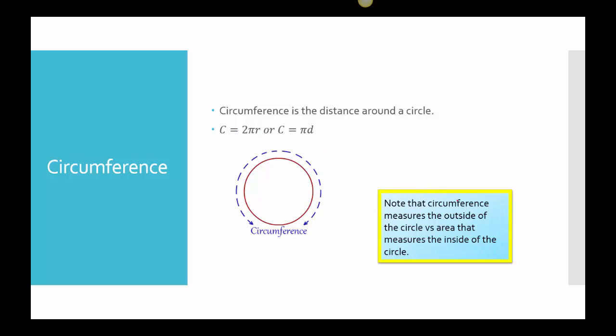Just pay attention. I want you to note the circumference measures the outside of the circle, where area measures the inside. So keep track of what you are looking at. Outside, go around it. Inside, get inside it.